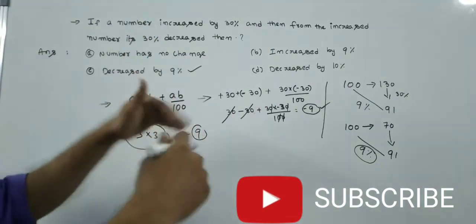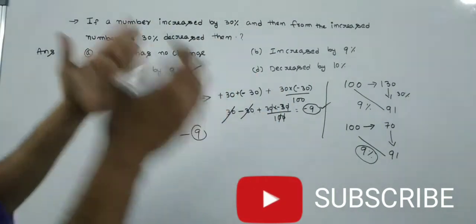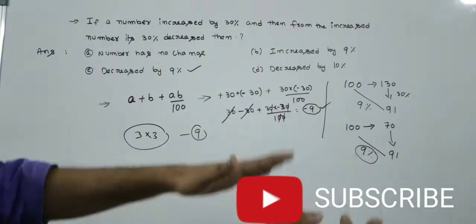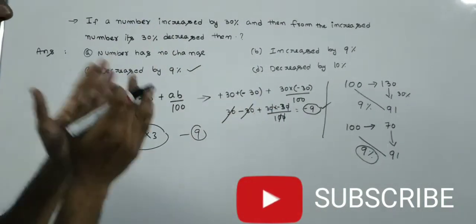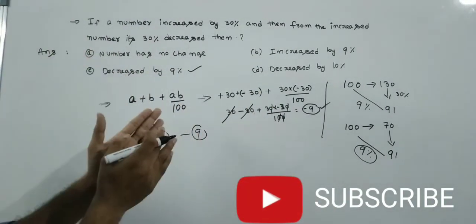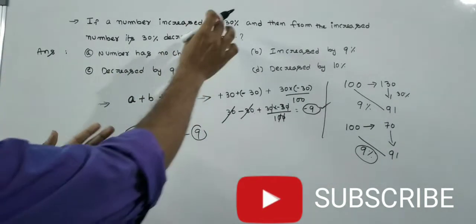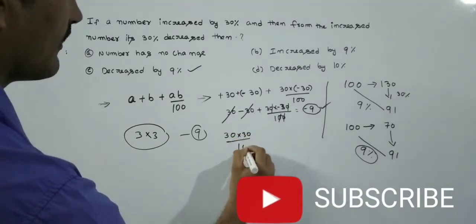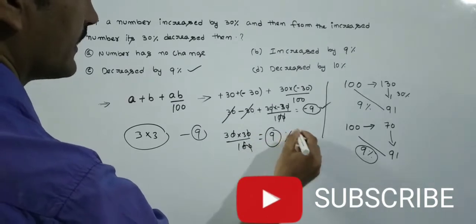Whatever it is, either first increase or first decrease, but if the same percent is increased or decreased on the increased number or decreased number, finally we will get a smaller number compared to the original number. So it is always the percentage that will decrease. Straight away we will get 30 into 30 by 100 equal to 9. It is a decreased percentage.